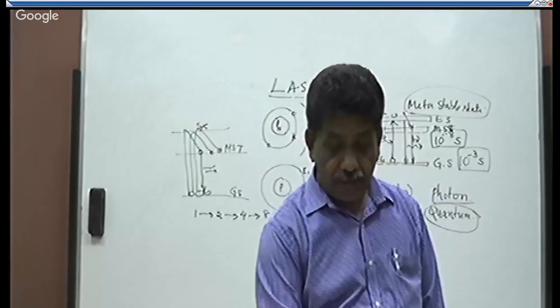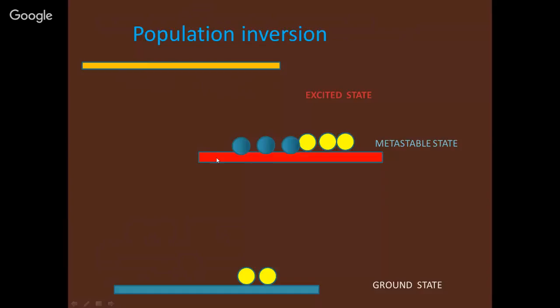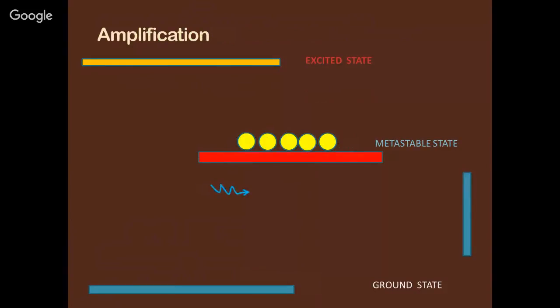So here we find an electron making a transition from the excited state to the ground state, and a number of electrons are already available in the metastable state. It is something like getting ready for war. Many more people are crowded near the border, the border security forces, whenever war takes place. In the same way, more and more electrons are taken to the metastable state, and the electrons present there can make a transition. More and more electrons make a transition. So this is called amplification.